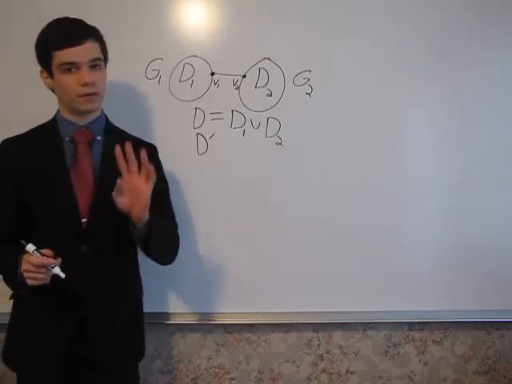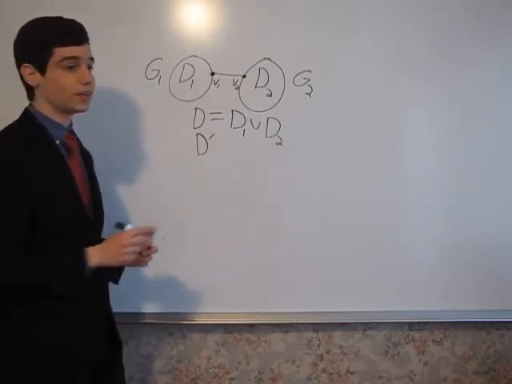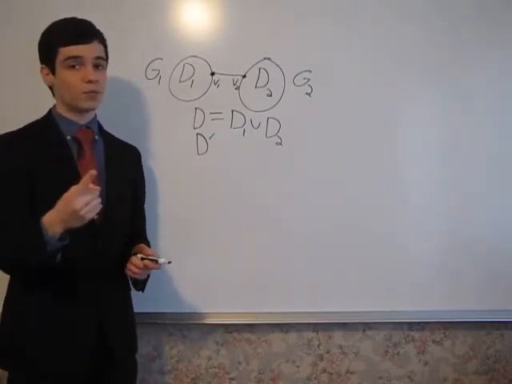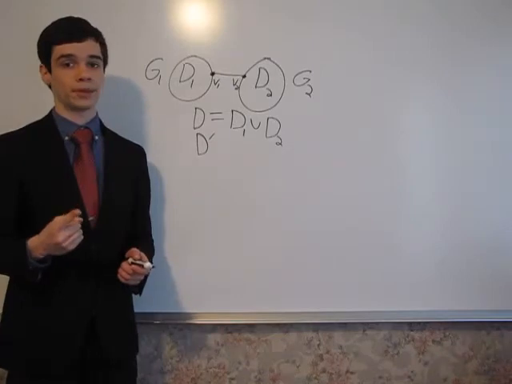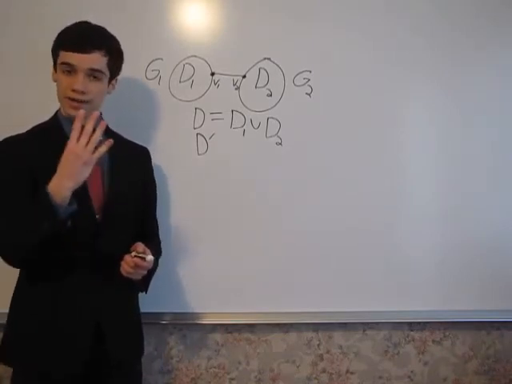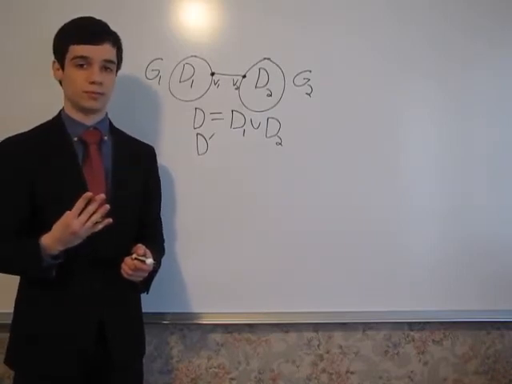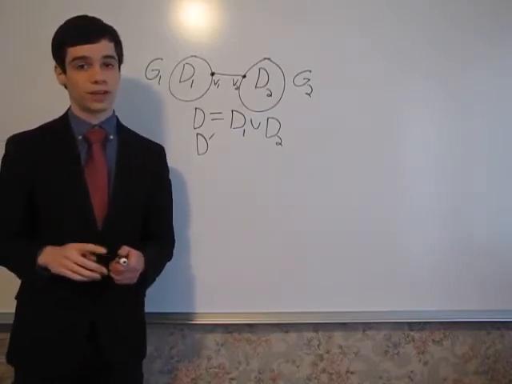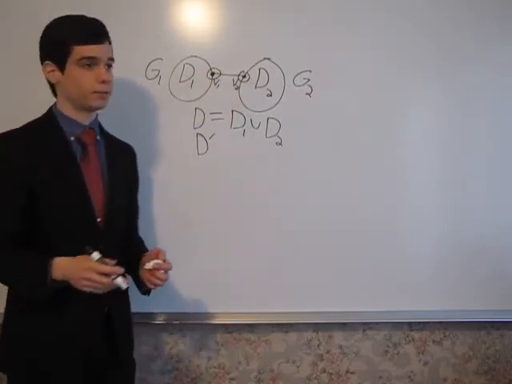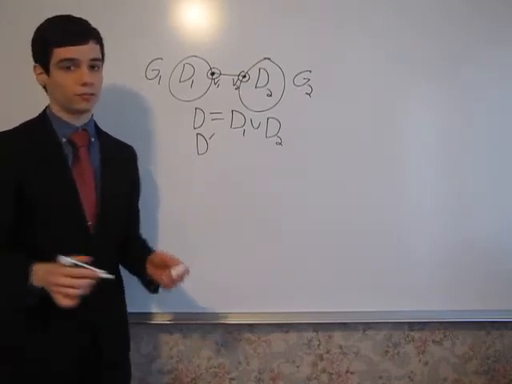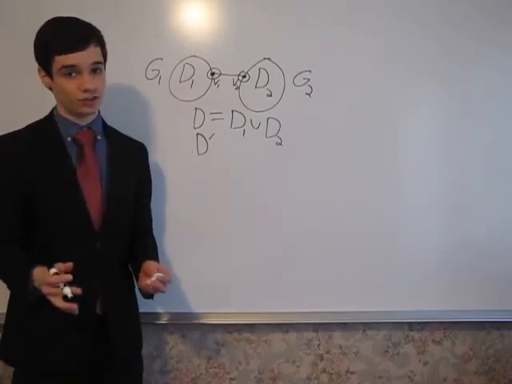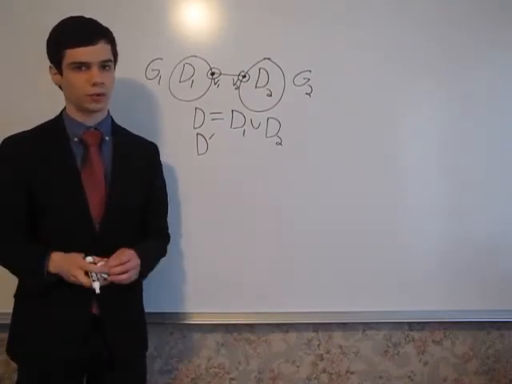And logically, there are four cases, and those four cases center around V1 and V2. Those four cases are V1 and V2 are both in D prime, V1 is in D prime, V2 is in D prime, or neither V1 nor V2 are in D prime. We'll start with the first case. The first case is that V1 and V2 are both in D prime. Well, here we already get a contradiction because we have two circled vertices next to each other, so D prime is not an efficient dominating set. So case 1 leads to a contradiction.